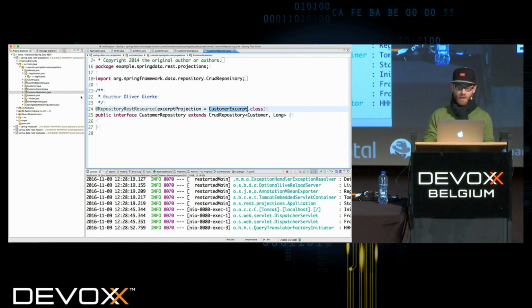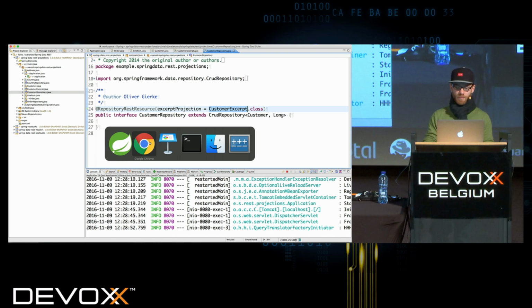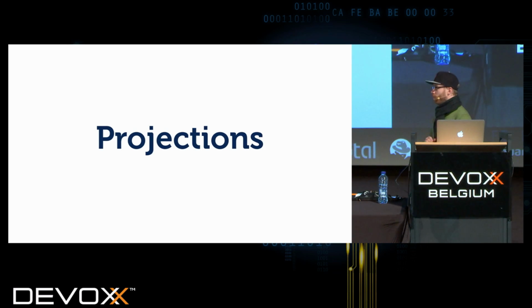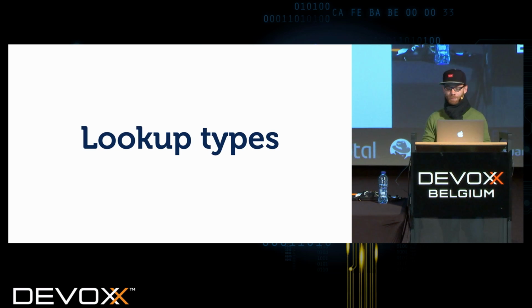All right, projections. That's been it. They're supported through all of the different parts of Spring Data. We've even moved them down to the repository level where we can use those projections to actually optimize the query execution and only query for the things that you're asking for. But that's just the way they are applied in the REST world. So lookup types, an interesting concept.